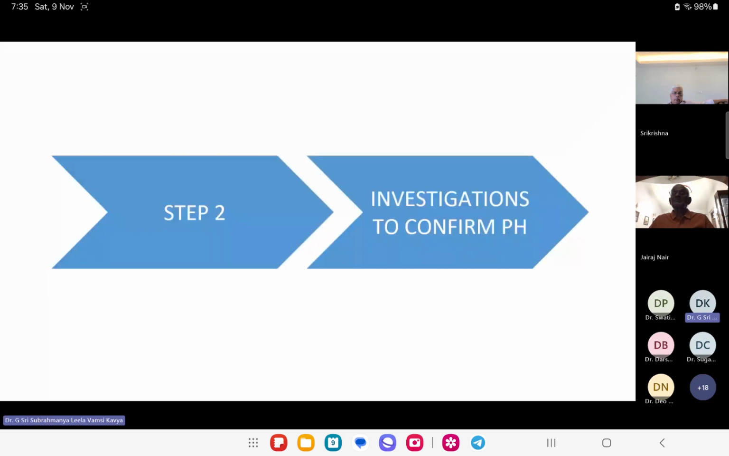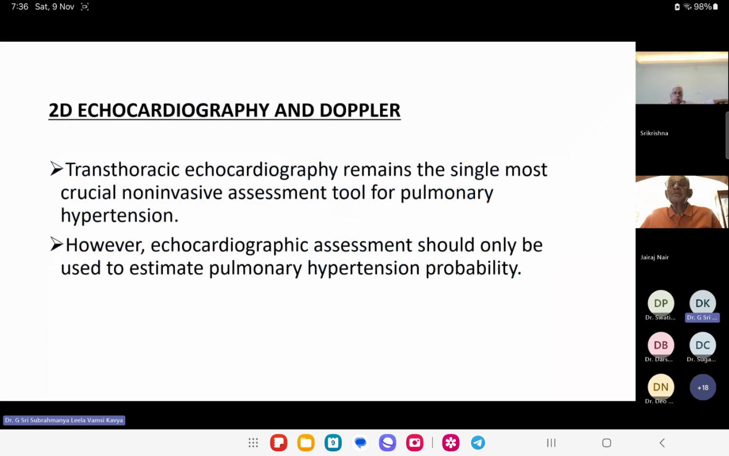Step 2, 2D echocardiography and Doppler. The transthoracic echocardiography remains the single most crucial non-invasive assessment tool for pulmonary hypertension. However, echocardiographic assessment should only be used to estimate the pulmonary hypertension probability.